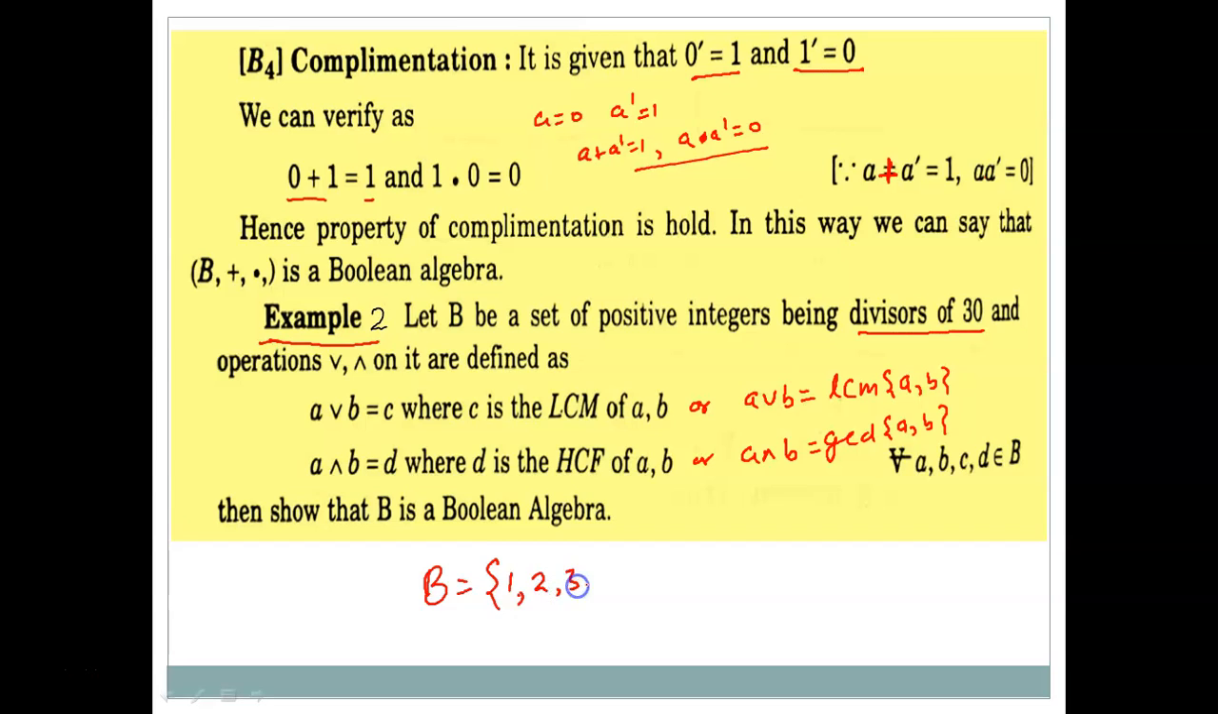So it will have 1, 2, 3, 5, 6, 15 and 30, because all these numbers divide 30. So this set B is there. So we must also define complement in some manner. So here we may define complement as 30 by A. So with respect to these three operations, we shall see that this must be a binary operation, this must be a binary operation, this complement must be a unary operation.